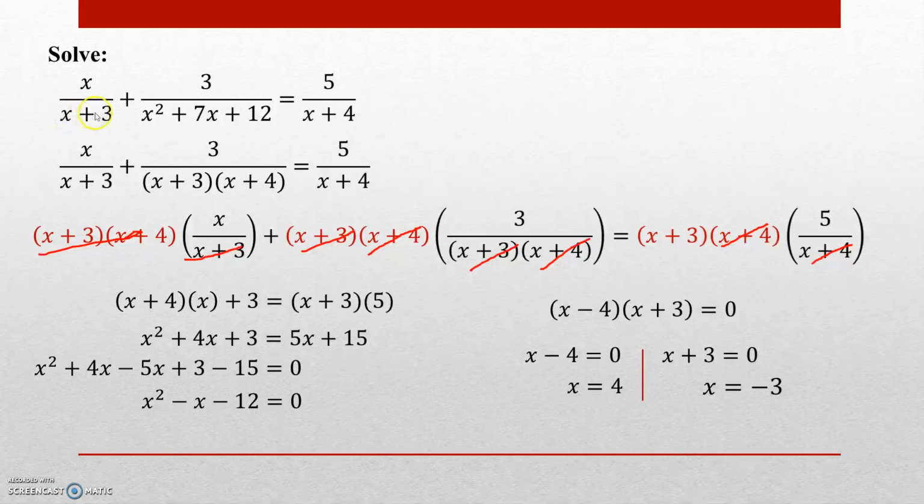Negative 3 plus 3. Magiging 0 ang denominator. Pag naging 0 ang denominator, ang tawag sa negative 3 dito ay extraneous solution. I repeat, pag nilagay mo yung x value sa equation at naging 0 ang denominator, ang tawag sa kanya ay extraneous solution. Ibig sabihin, ang tamang sagot lang dito ay 4.